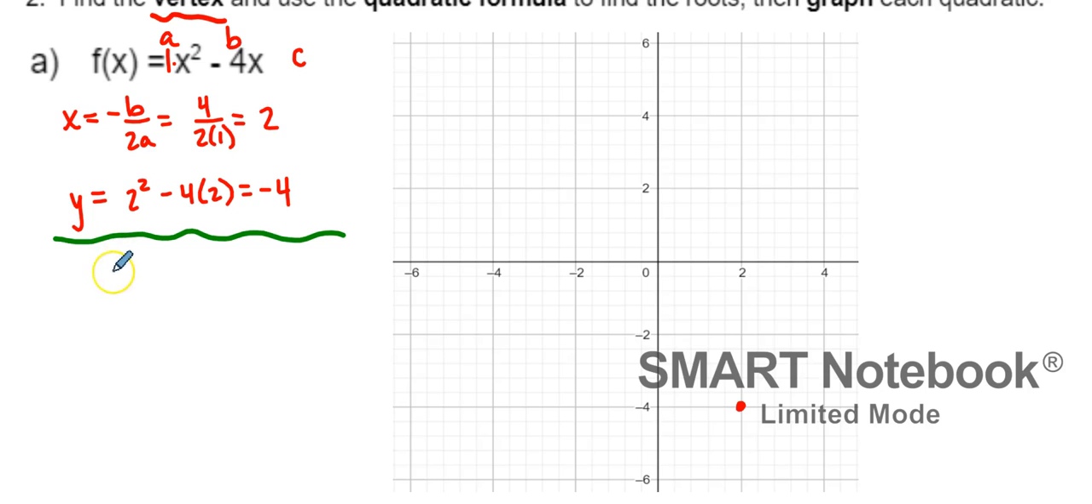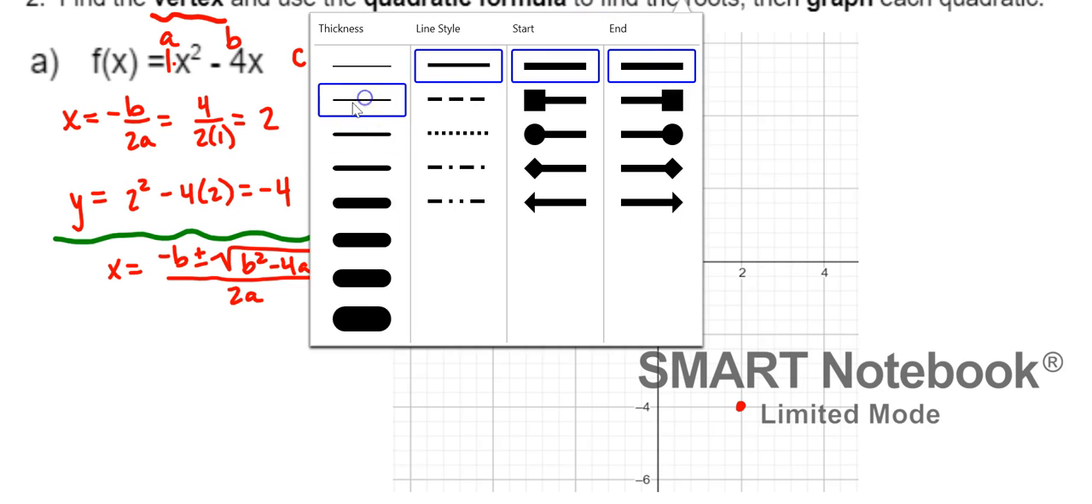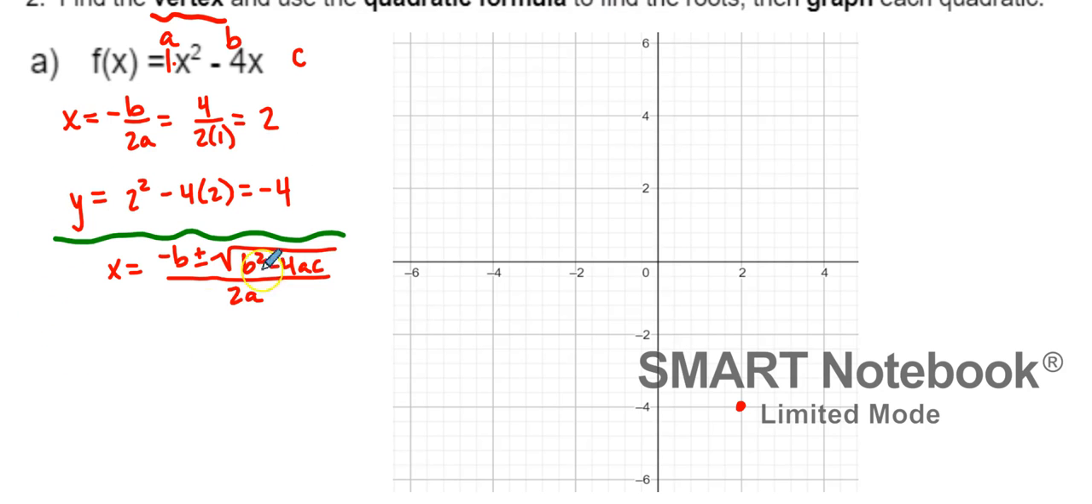Next step is to use that quadratic formula in order to find the roots here, or the x-intercepts. So the quadratic formula looks like x equals negative b plus or minus the square root of b squared minus 4ac, all over 2a. There's my quadratic formula. So if I want to find the roots here, I've already identified my a and my b, and my c we said is equal to 0 because there isn't one here. There is no number by itself.